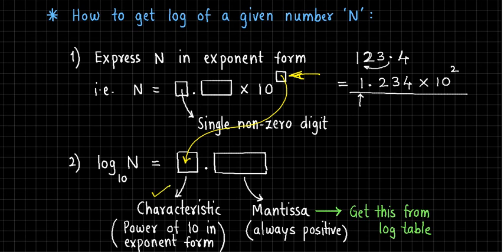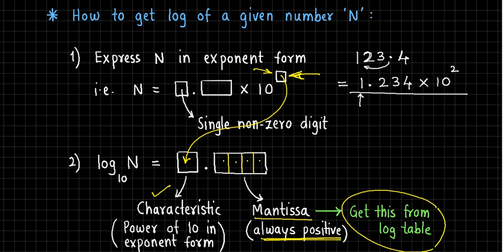Note that the characteristic can be positive, negative or 0, simply because the power of 10 can itself be a positive number, negative number or 0. Whereas the mantissa is always positive, and it consists of 4 digits, obtained with the help of the log table. This is what we are going to study with an example. Let us solve one example based on finding the log of a given number.